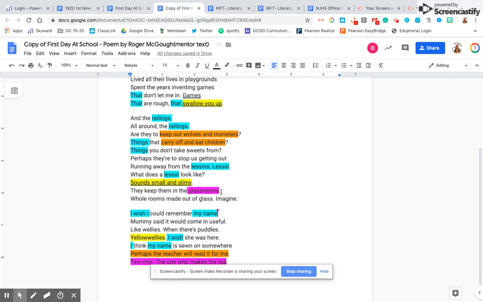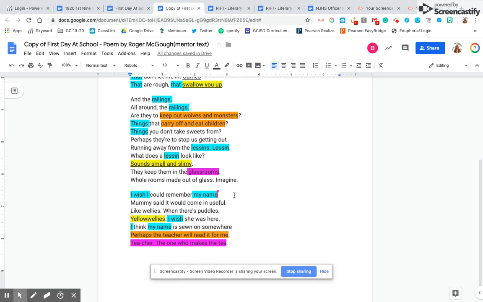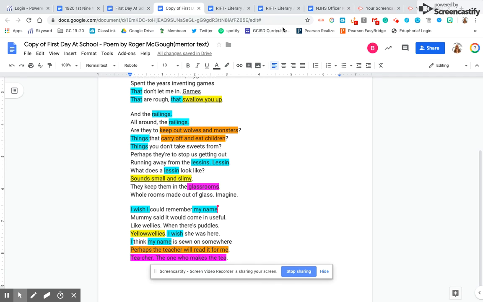He's in this unfamiliar environment, right? He has this fearful, nervous tone. But by the last stanza, even though he's a little doubtful, he ends by saying, well, perhaps the teacher will read it for me. So he's changing his attitude, his tone a little bit.